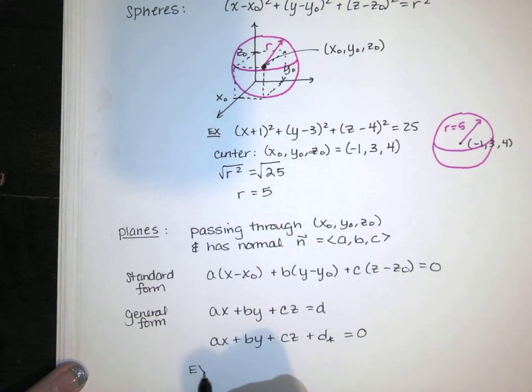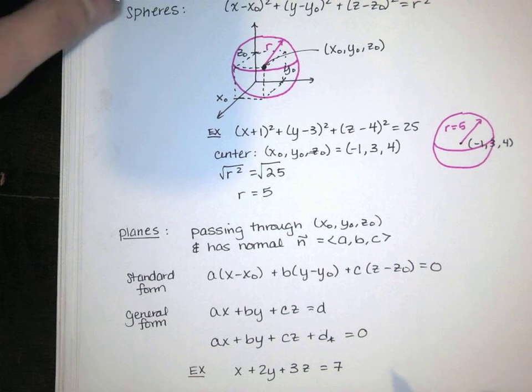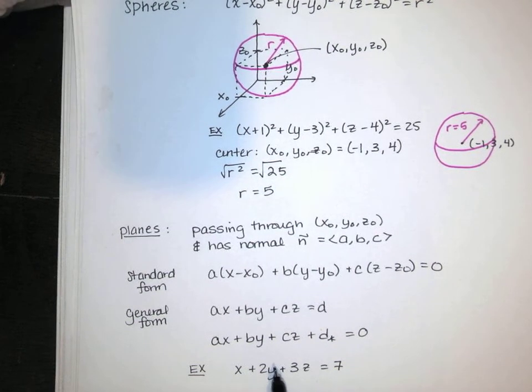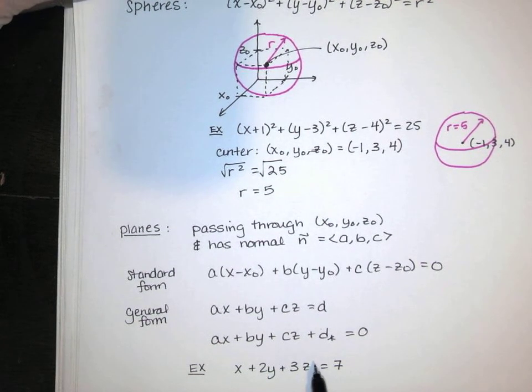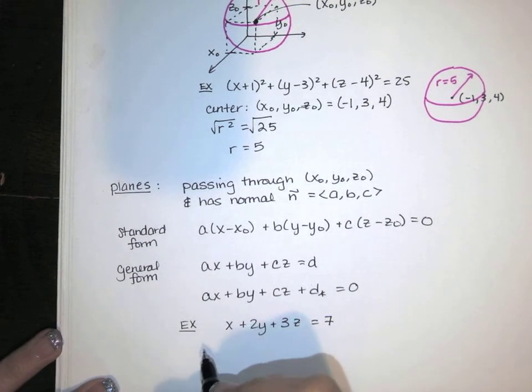So if I see something like this, if I see x + 2y + 3z = 7, well, I know I've got x raised to the first, y raised to the first, and z raised to the first. It's equal to a constant on the other side. So that is a plane.